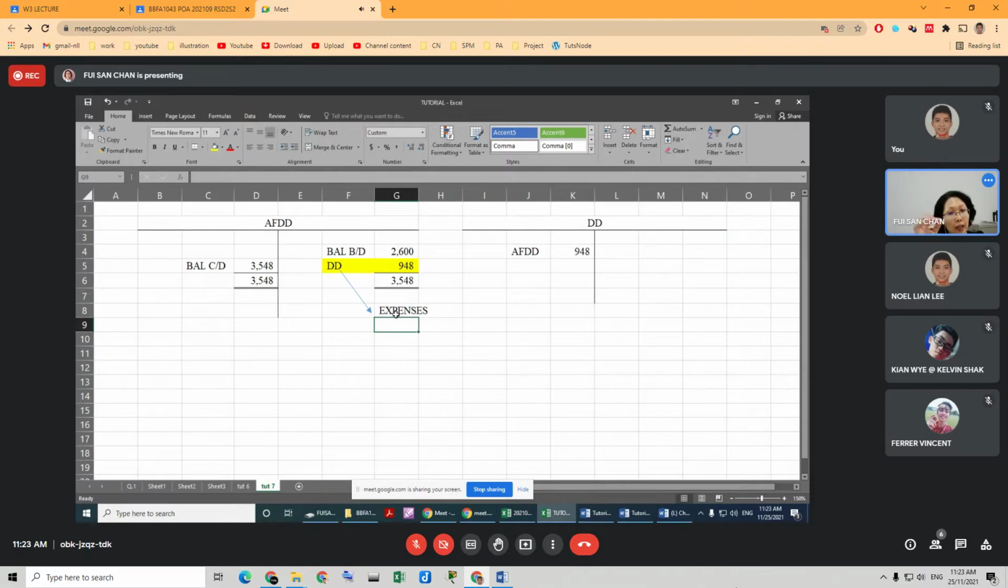Because AFDD is actually to calculate the amount that we might not receive. So imagine the higher your AFDD, the less money we can receive. So is it good? No. If you can't receive, then it becomes bad debt. So bad debt is an expense. So that's why an increase in allowance for doubtful debt is an expense. Okay? So you understand, right?